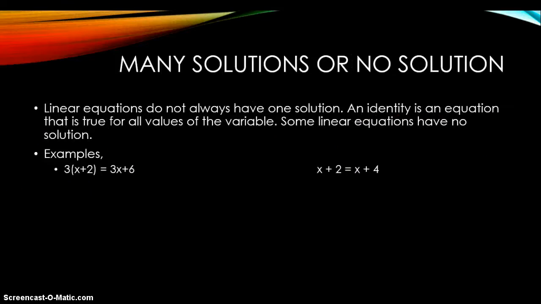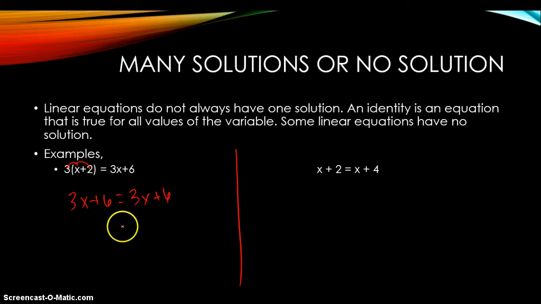So, many solutions and no solutions. Linear equations do not always have one solution. An identity is an equation that is true for all values of the variable. Some linear equations have no solution. So let's look at the one here on the left. 3 parentheses x plus 2 equals 3x plus 6. So I know the first step here, I have to distribute this. 3x plus 6 equals 3x plus 6.